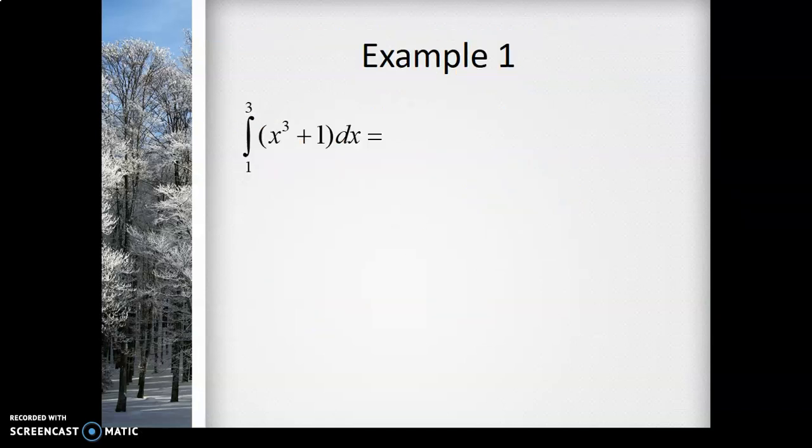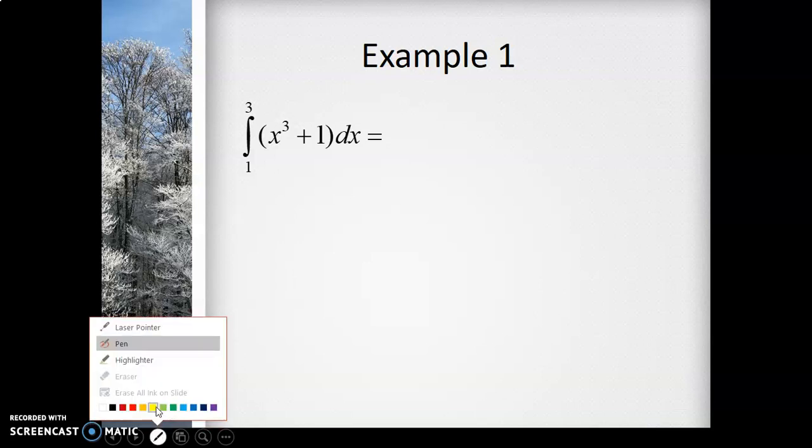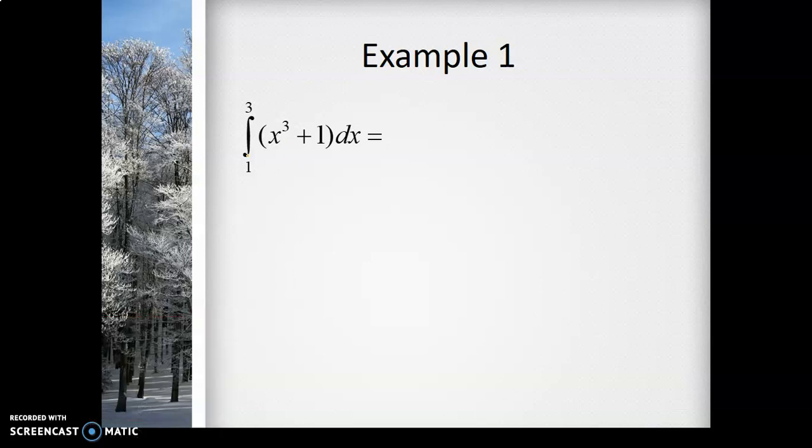So let's look at what this would look like in practice. If I want to do the integral from 1 to 3 of x cubed plus 1, it's asking what is the area underneath that curve between 1 and 3. So we could use a Riemann sum to estimate it, but if we want the exact value, we can use FTC.